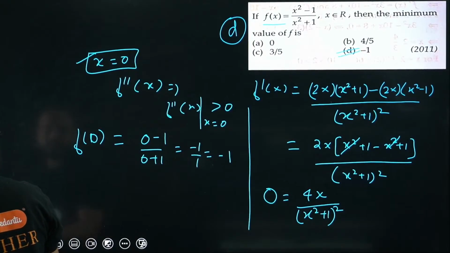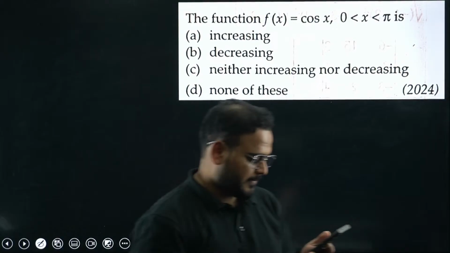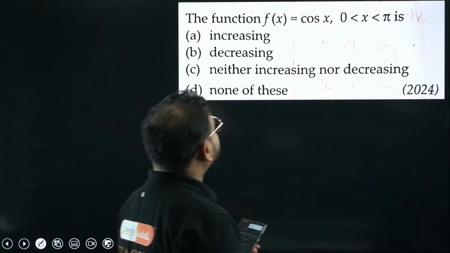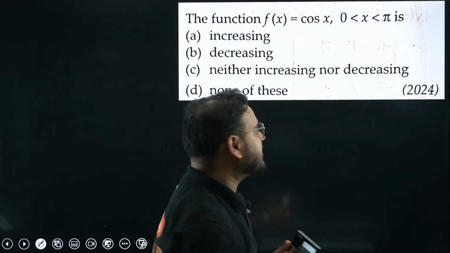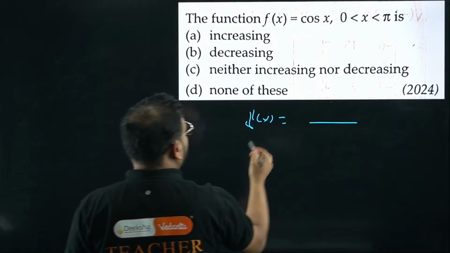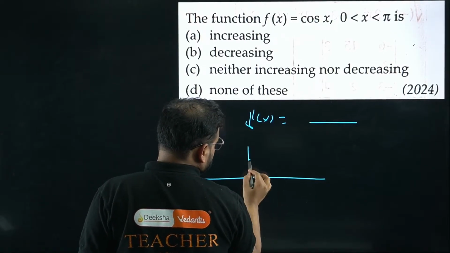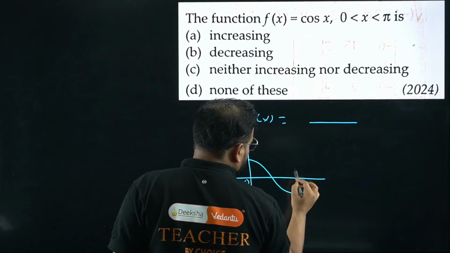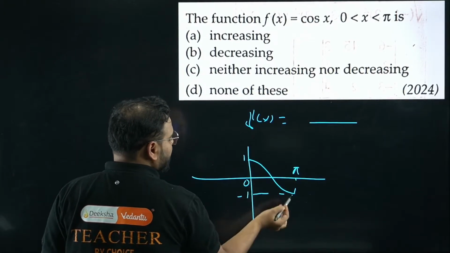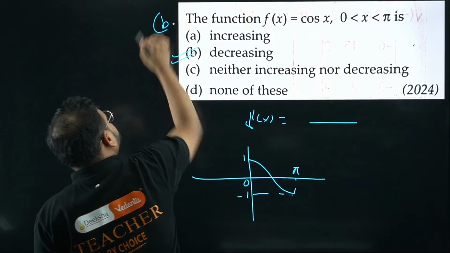What do we have next question. The function f(x) equals cos x, where is it increasing? One approach is to find f dash of x and do the question. But the other way is to draw the graph of cos x. Cos x starts from 1 at 0, and at pi it goes to minus 1. Please check the trend. It starts from 1 and goes to minus 1. So the function is decreasing. Answer is B.